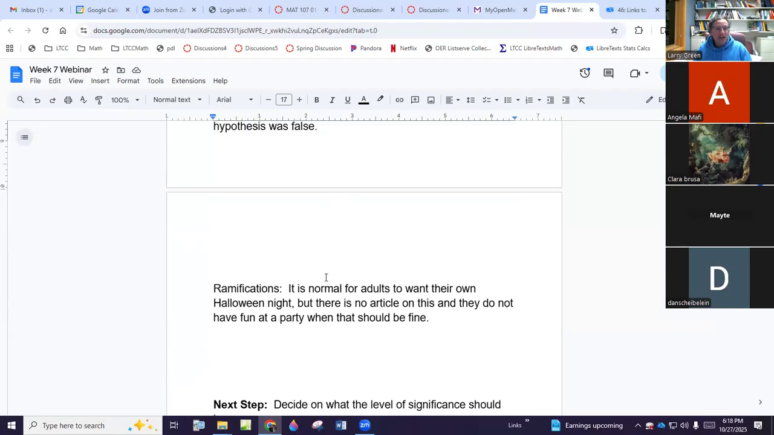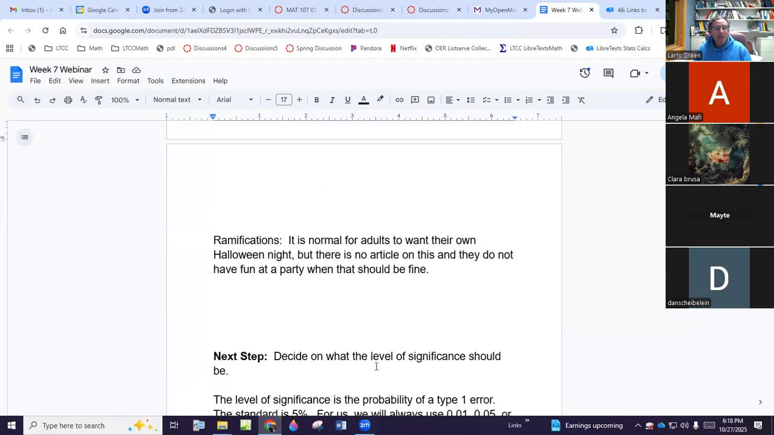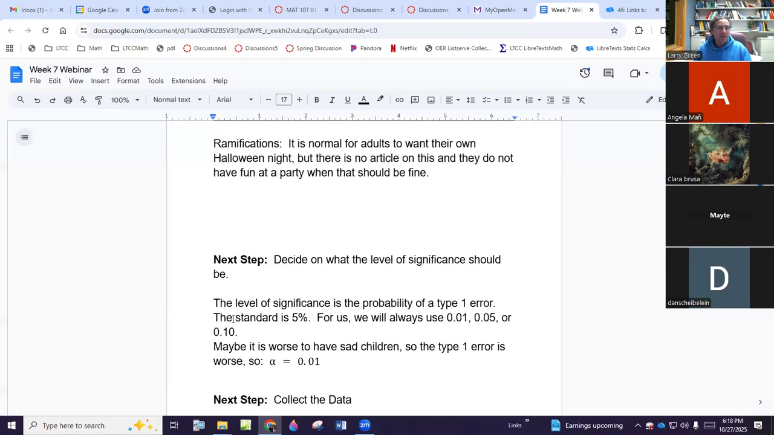Okay, so the next step is you decide on what the level of significance should be. So let me explain what that means. The level of significance is the probability of a type 1 error. Okay, the standard level of significance is 5%. That's very important to know. Okay, in our class, we will always use either 1%, 5%, or 10%. So 0.01, 0.05, or 0.1.